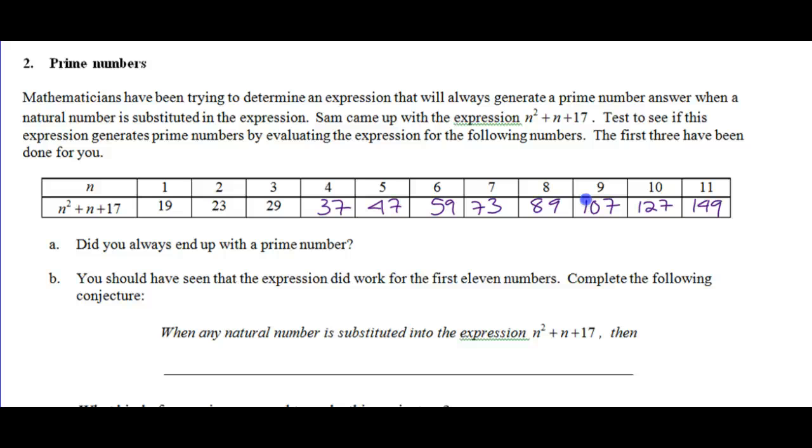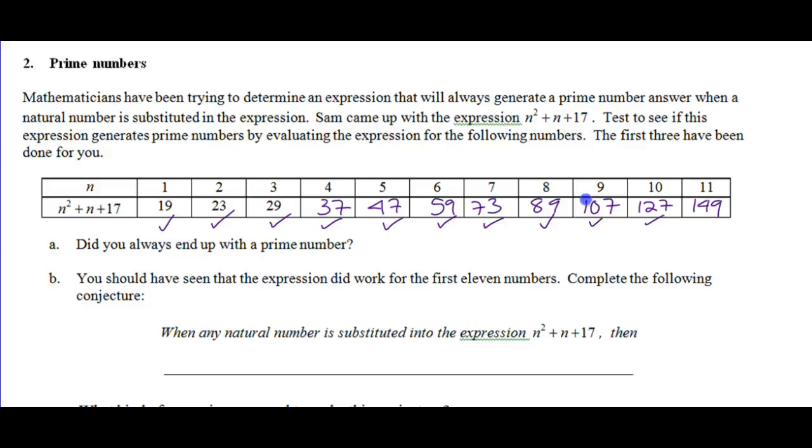So is 19 a prime? 23. 29. 37. 47. 59. 73. 89. Anyway, think about it. So 89 might be divisible by 3, right? So does 3 go into 89? No. Okay. 107.